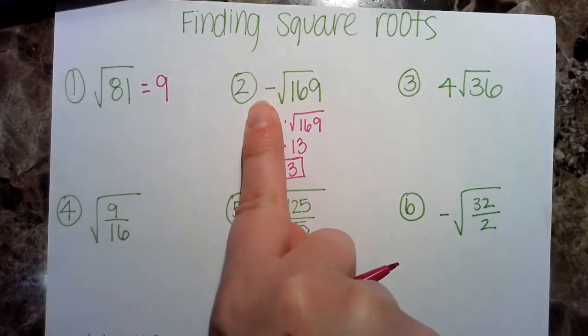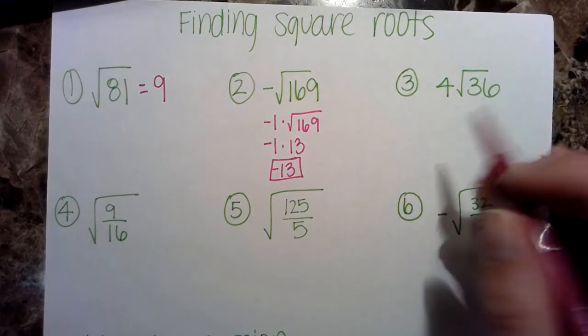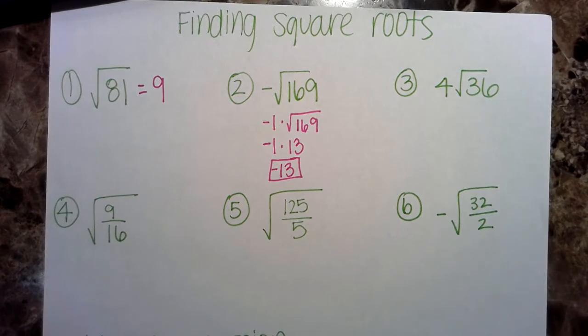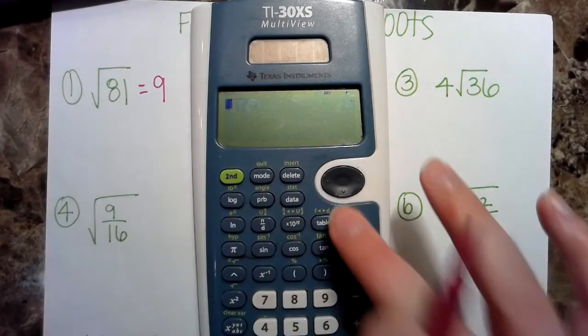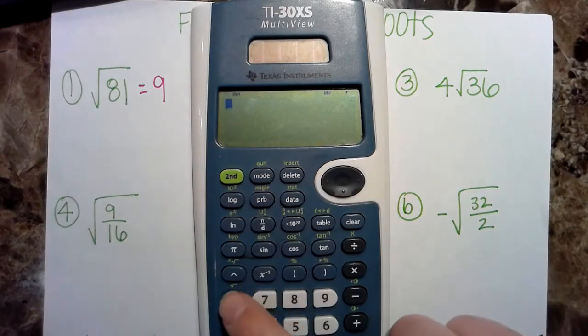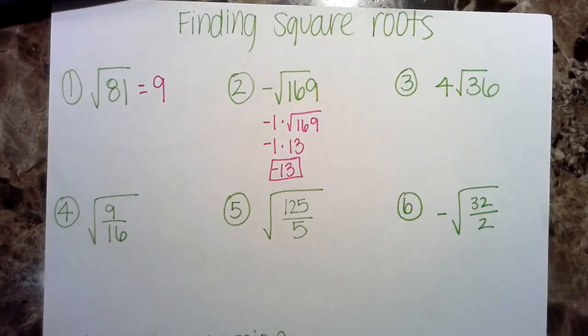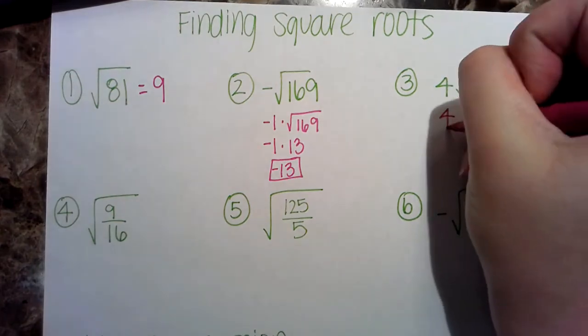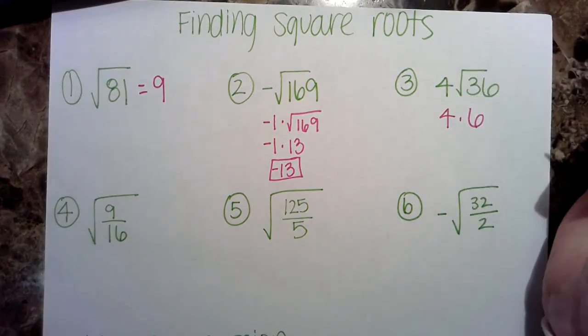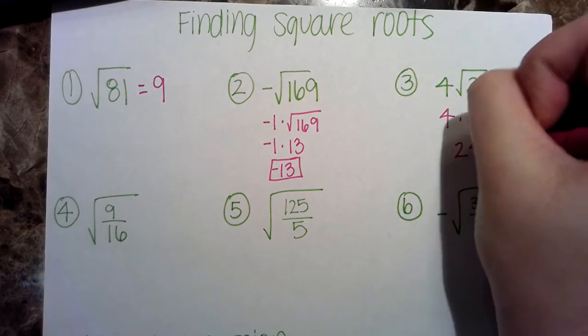Okay, with this one, I have 4 times the square root of 36. So if I know that 36 is a perfect square, I would take the perfect square, which is 6. If I don't know, I'm going to do the same thing. I'm going to hit second, x squared, and I type in 36, and I get 6. So this would be 4 times 6, so that's going to give me a positive 24.